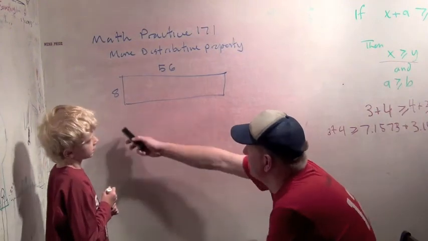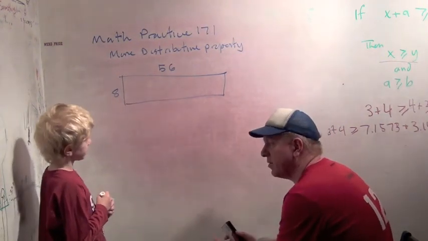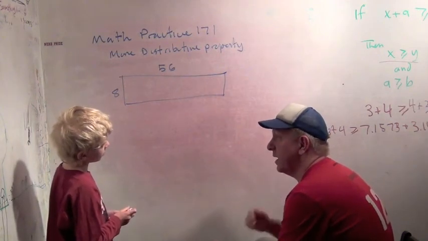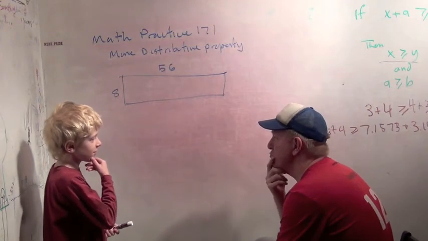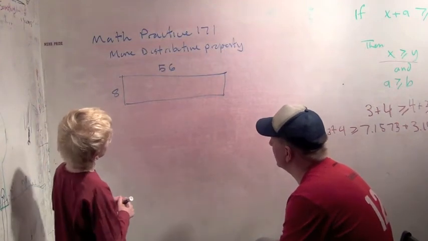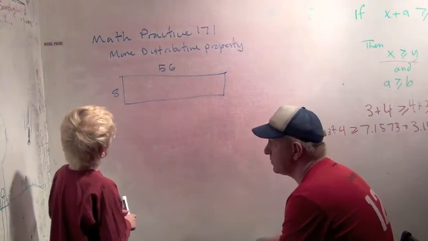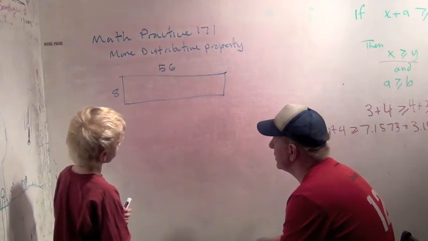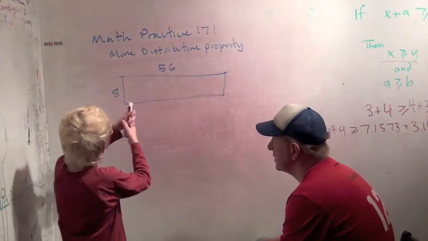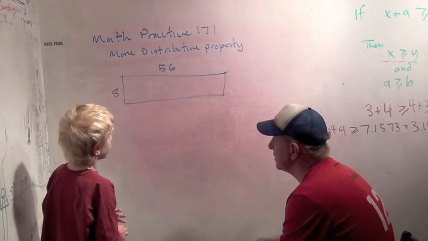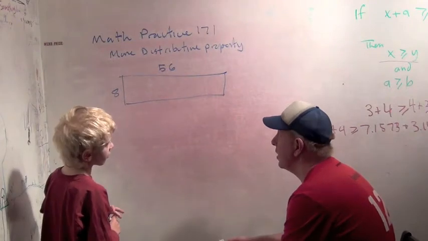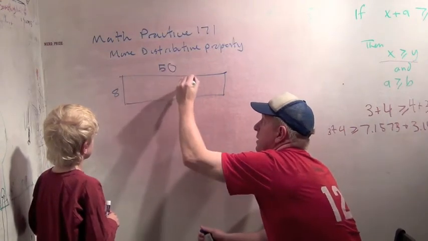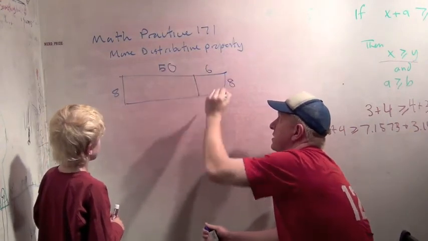If we had a rectangle where one side was 8 and the other side was 56, how could we find the area of this? Well, we could split it up. Okay, split it up. How would you split this up? One would be 8 and one would be 50. One side would be 8 and one side would be 56. Actually, we could do 8 times 10 five times, and then 8 times 6. Okay, so that would be splitting it up into 8 and 50 and 8 and 6.